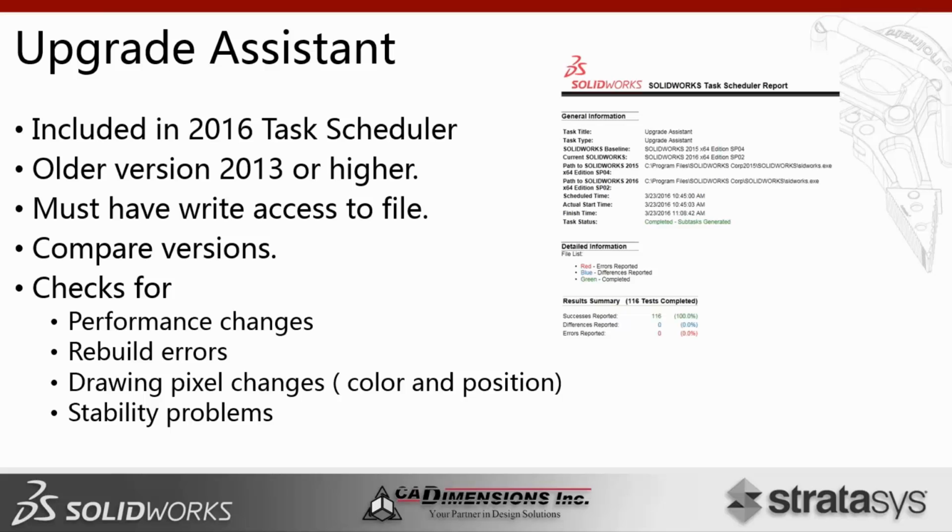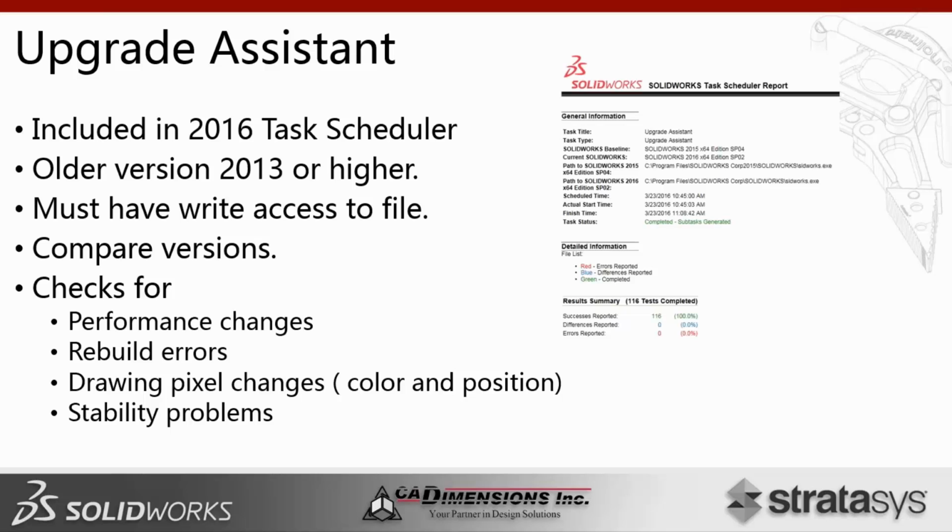Now, what does it check for? Well, it checks for changes in performance. So if in 2013 it took 2 minutes to open a file, and in 2016 it takes 7 minutes, it's going to flag for that. It will also show you if there have been performance enhancements, so you might be able to see, hey, it's worthwhile getting these things upgraded. It will tell you if there are any rebuild errors.